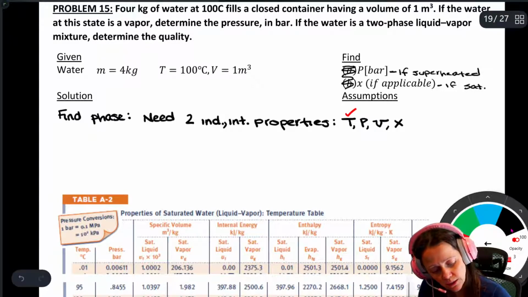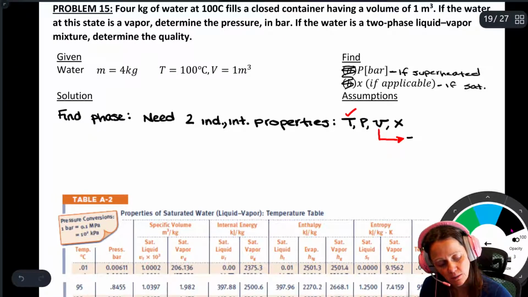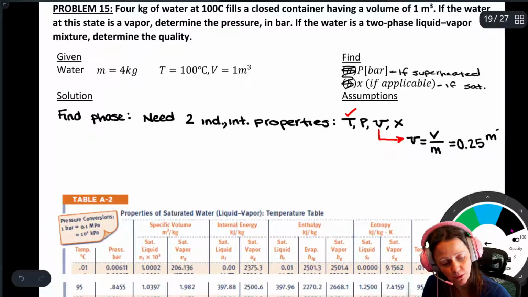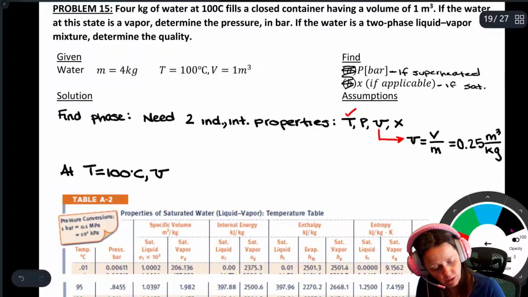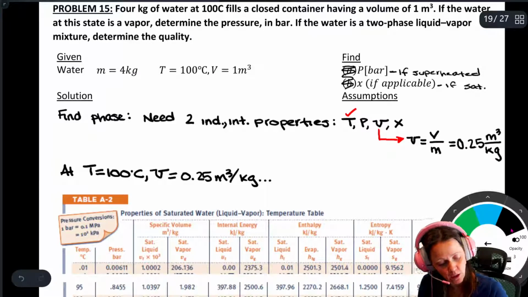The only other property that I might be able to get at is the specific volume, but of course I'm going to have to calculate it. It's going to be the volume divided by the mass. Should give us 0.25 meters cubed per kilogram. All right, so at a temperature of 100 degrees Celsius and a specific volume of 0.25 meters cubed per kilogram, what's our phase?